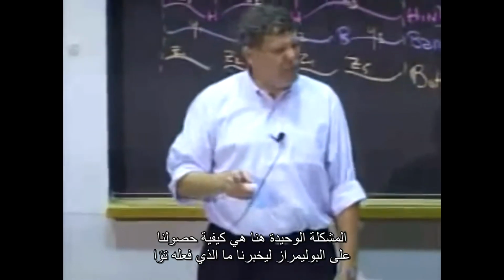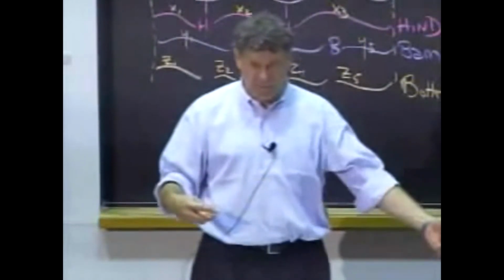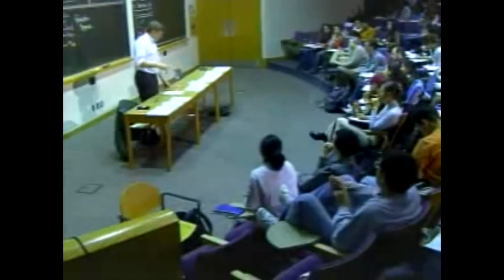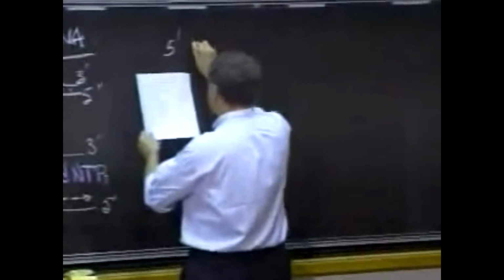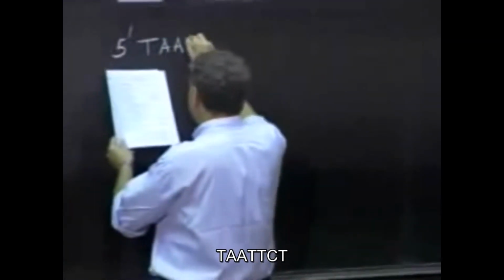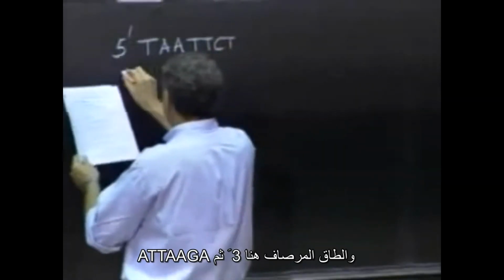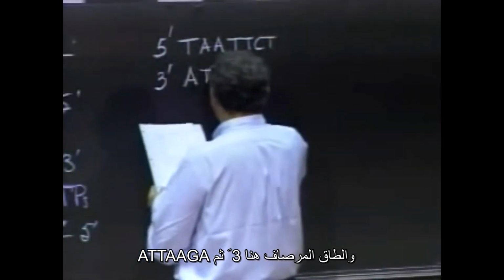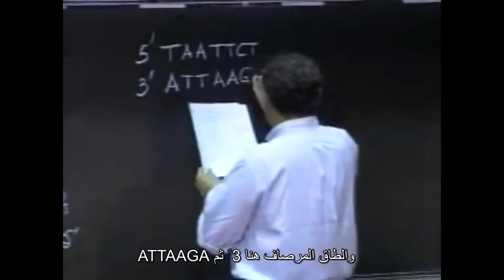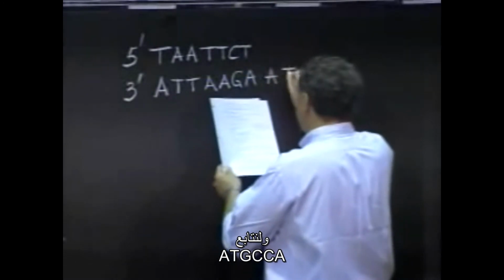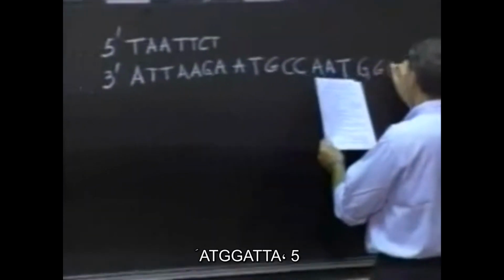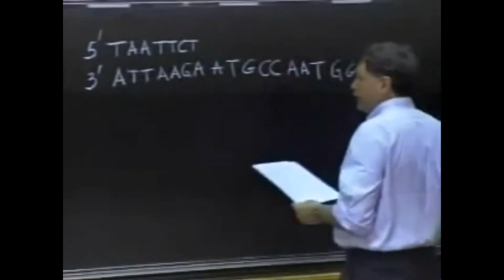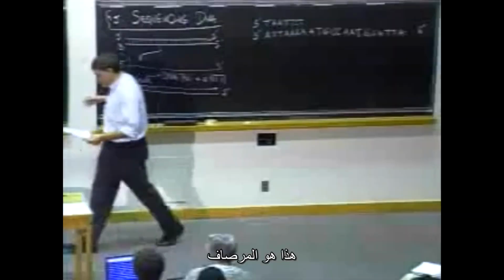The only problem is, how do we get polymerase to tell us what it just did? Here's a cute trick. This is, by the way, a cute trick that won a Nobel Prize. So suppose my primer is like this: 5', T, A, T, T, C, T. And the template strand here, A, T, T, A, G, A. Now let's keep going: A, T, G, C, C, A, T, G, G, A, T, T, A, 5'. So there's my primer. There's my template.